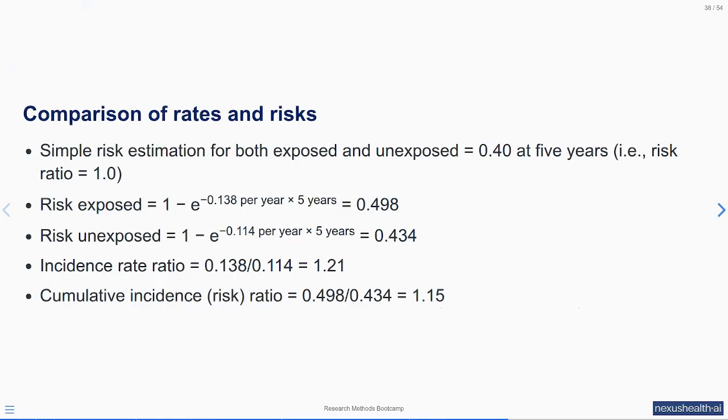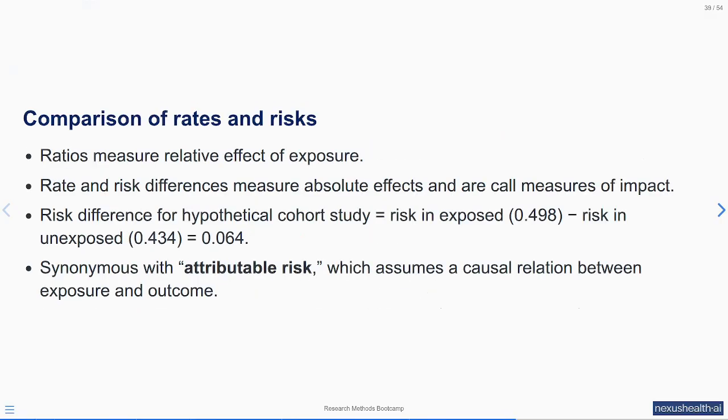So simple risk estimate for both exposed and unexposed tells us there is no difference because the risk ratio is 1. However, if we use the density method, the risk in the exposed becomes 0.498 and the risk in the unexposed is 0.434 and the incidence rate ratio is 1.21, isn't it? And then the cumulative ratio is 1.15. So whether we're using the incidence rate ratio or the cumulative incidence or the risk ratio, we find that the exposed group is at higher risk. So this shows you what can happen using the 2 methods.